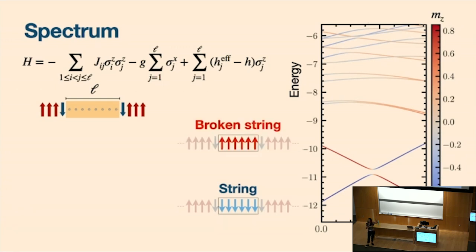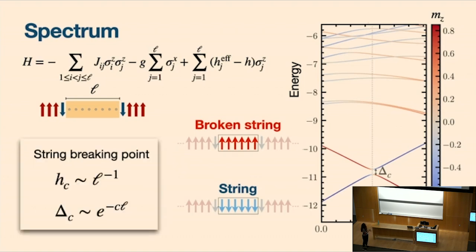And the broken string is the first excited state. As you increase the longitudinal field, there is this avoided level crossing here, and this is basically the string breaking point. Okay, and there is a small gap here, this delta C.